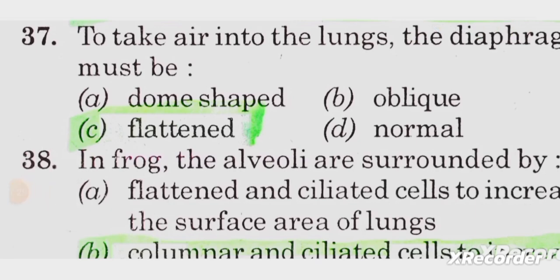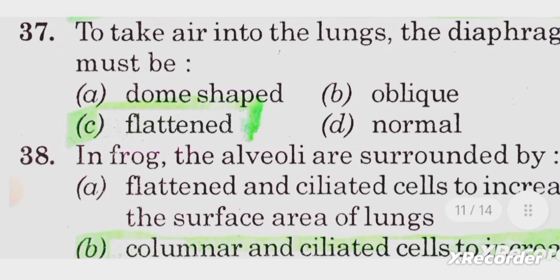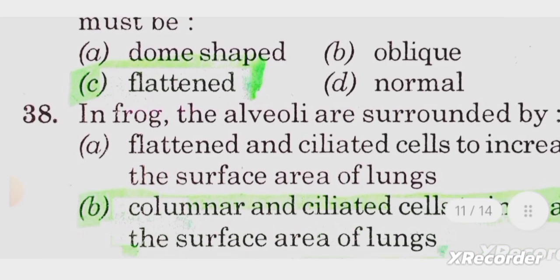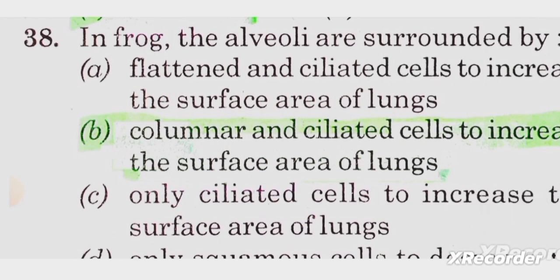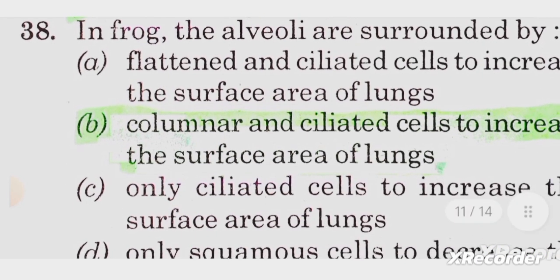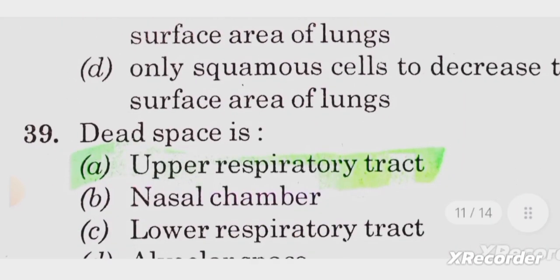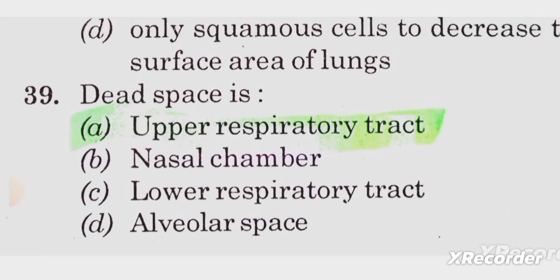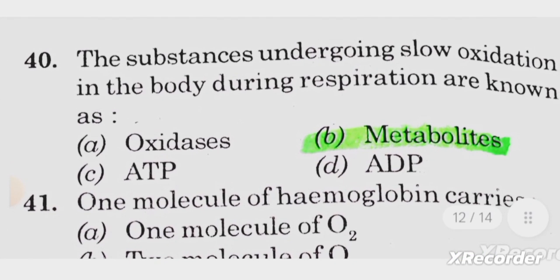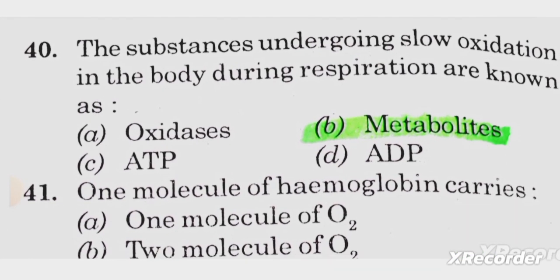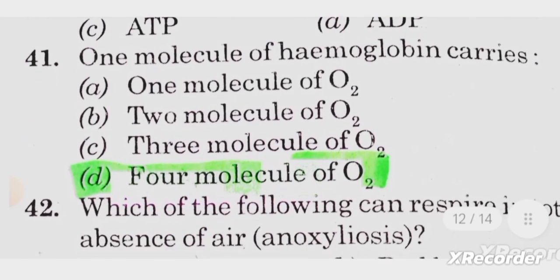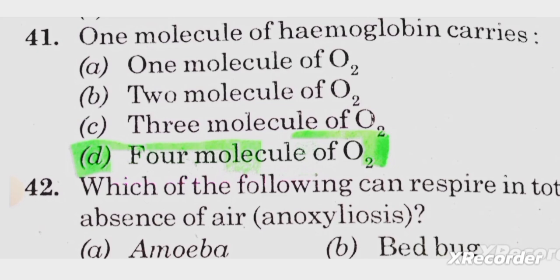Next. 37. To take air into the lungs the diaphragm must be flattened. 38. In frog the alveoli are surrounded by answer B, columnar and ciliated cells to increase the surface area of lungs. 39. Dead space is answer A, upper respiratory tract. Next. 40. The substances undergoing slow oxidation in the body during respiration are known as answer B, metabolites. Next. 41. One molecule of hemoglobin carries answer D, 4 molecules of O2.